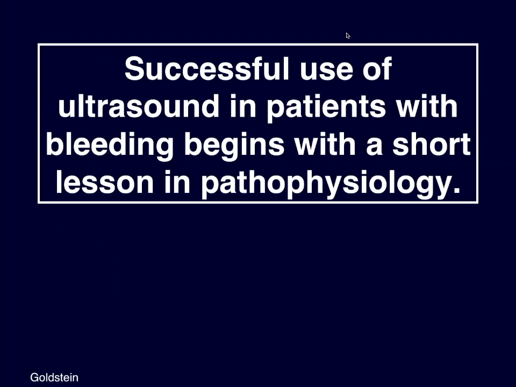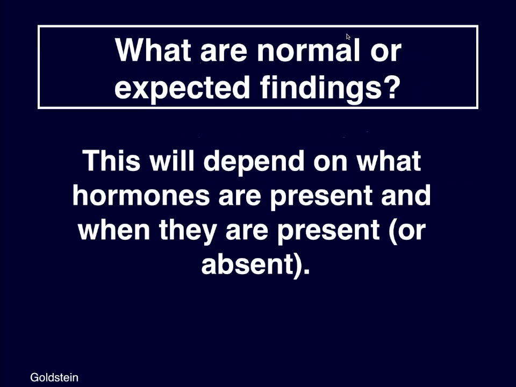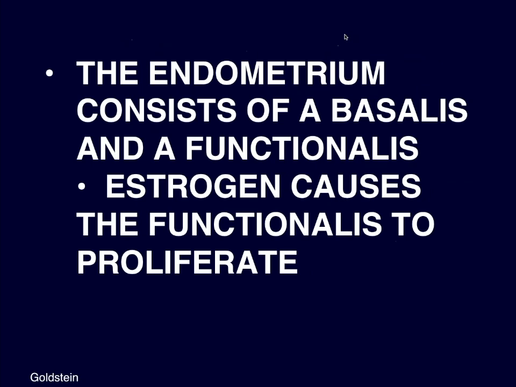As I've already alluded to, successful use of ultrasound in patients with bleeding, I think, begins with a short lesson in pathophysiology. Ultrasound findings in general, and especially here in the endometrium, will simply reflect what is present or not anatomically. So what are the normal or expected findings? And obviously, I think this will depend on what hormones are present and when they are present or potentially absent.